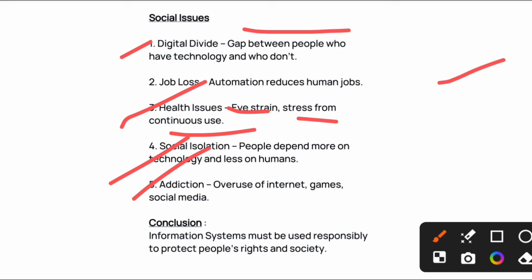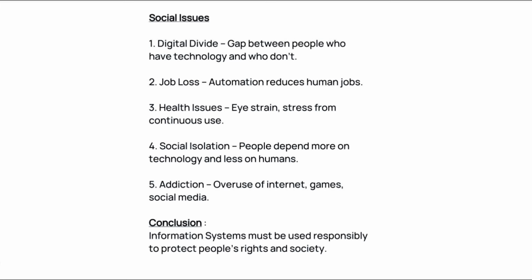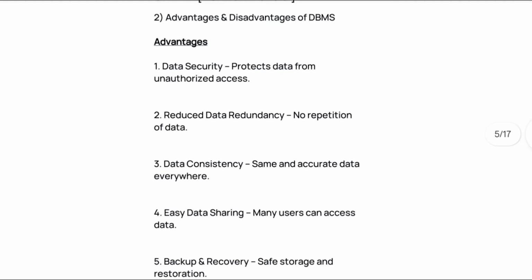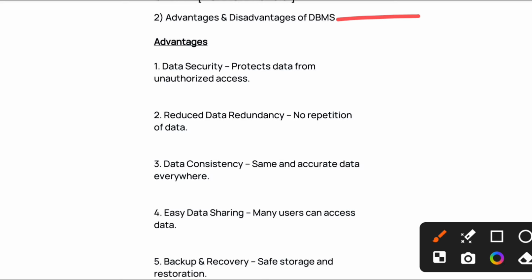So information systems must be responsible to protect the rights of society and the future. Clear? So this is the first important question. The second important question is advantages and disadvantages of DBMS. What is meant by DBMS?